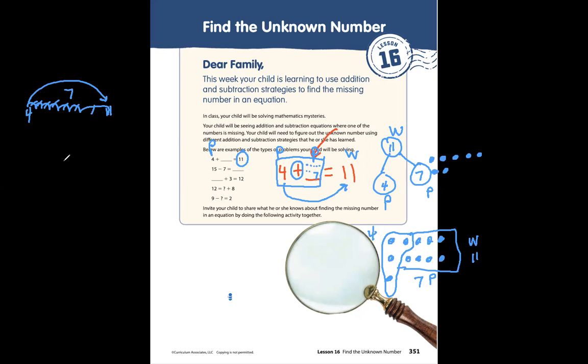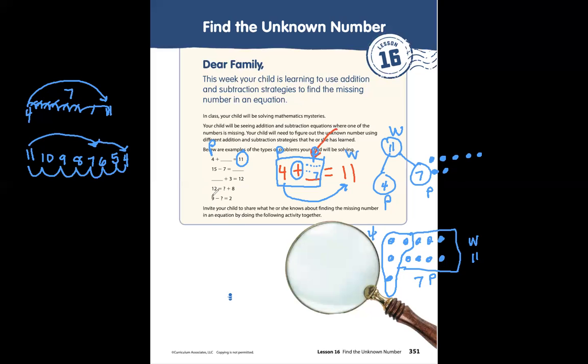We could count backwards from 11 back to 4. 11, 10, 9, 8, 7, oh, I see what I did with silly Sanders. 10, 9, 8, 7, 6, 5, 4. So counting back all the way to 4, that is 1, 2, 3, 4, 5, 6, 7 jumps, right?